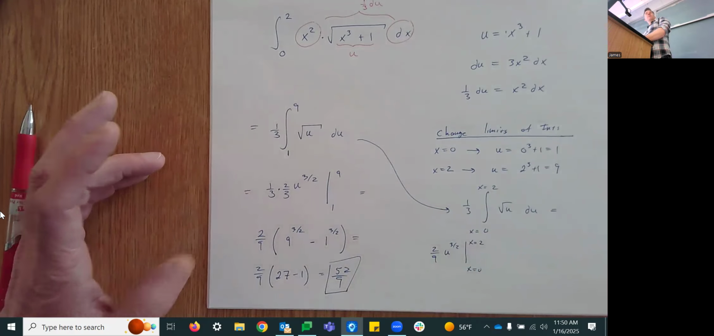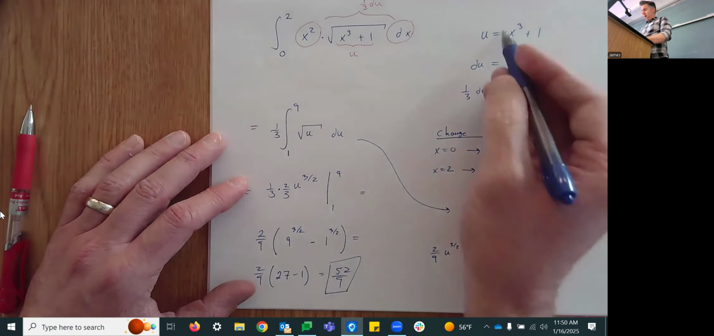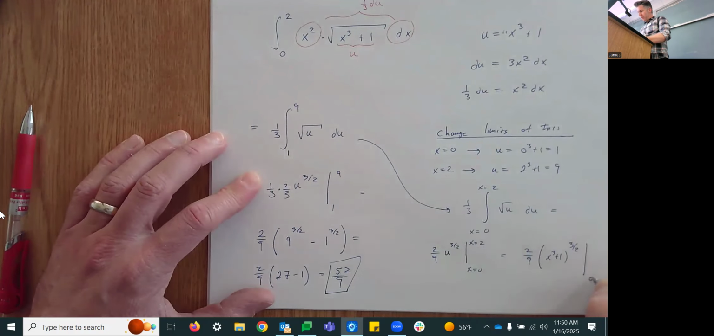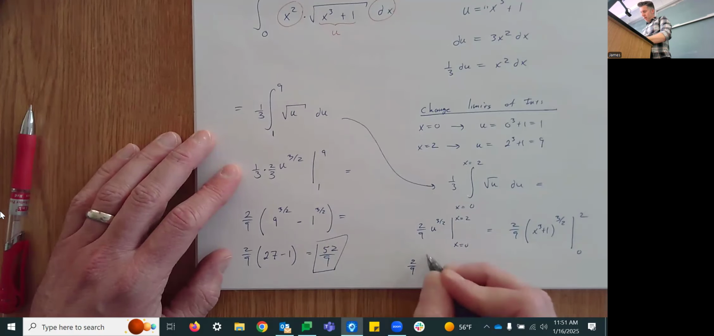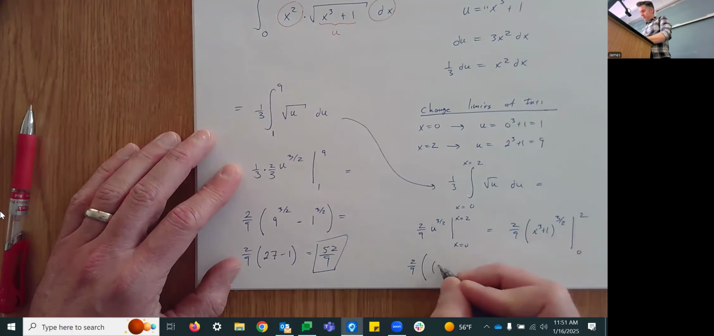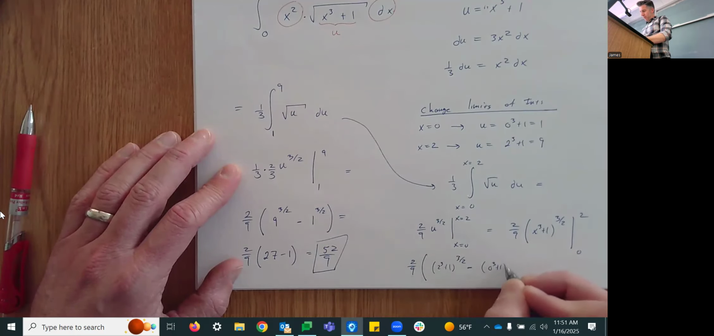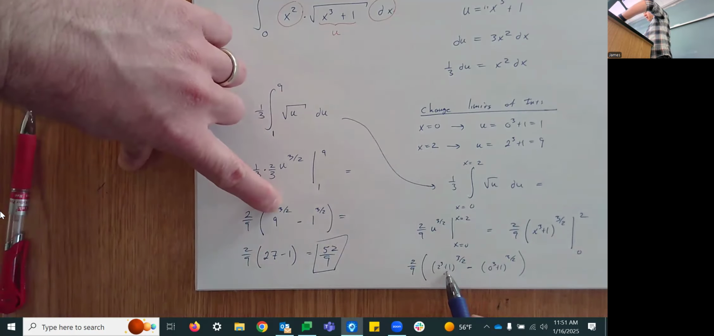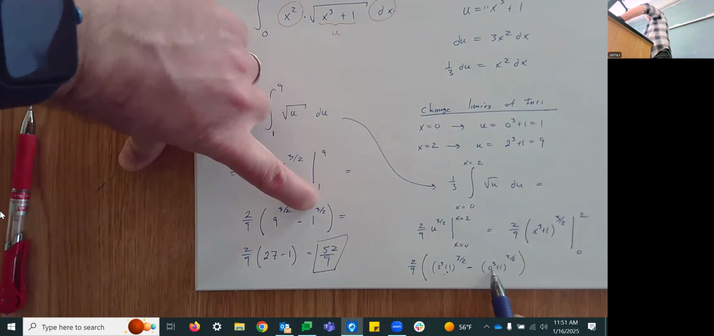And then we change back to our variable x. So we rewrite this as 2/9 times x cubed plus 1 to the 3/2 from x equals 0 to x equals 2. And now we can plug in our values and get 2/9 times 2 cubed plus 1 to the 3/2 minus 0 cubed plus 1 to the 3/2. And oh, look, it's the same. 2 cubed plus 1 is 9, so now I get 9 to the 3/2 there, and then 0 cubed plus 1 is 1, so 1 to the 3/2 there. So either way you do it, you're going to get the same answer.